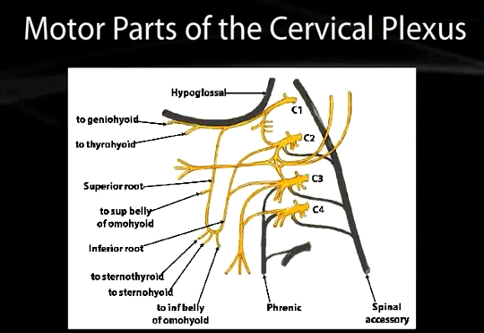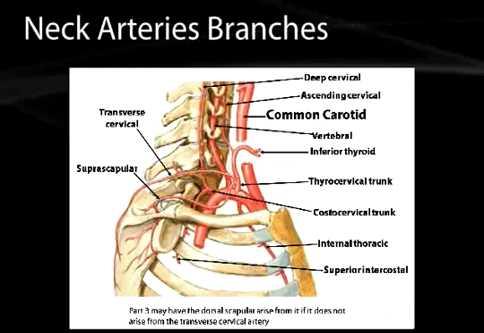There will be a superior root and an inferior root of the ansa cervicalis, and remember that this is the motor component, so it supplies the strap muscles and will be composed of C1, 2, and 3.